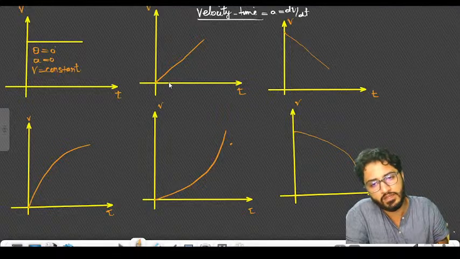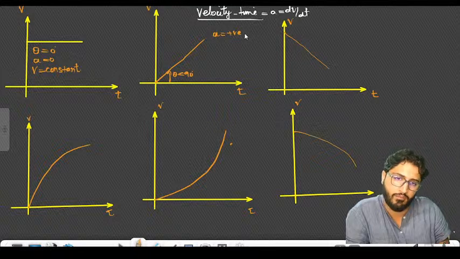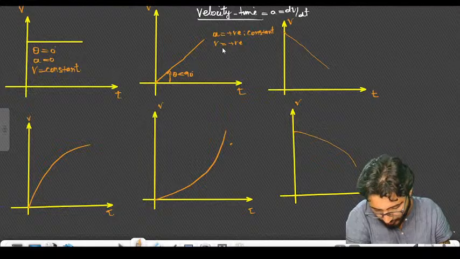Look now, here my theta is less than 90. So my acceleration is positive and constant, and my velocity is also positive. You can see now my velocity is also positive.